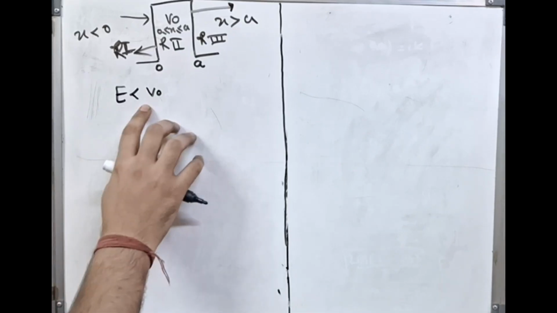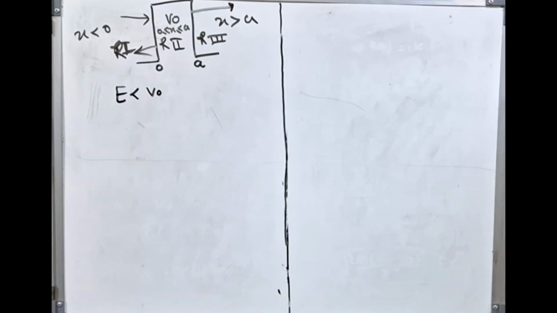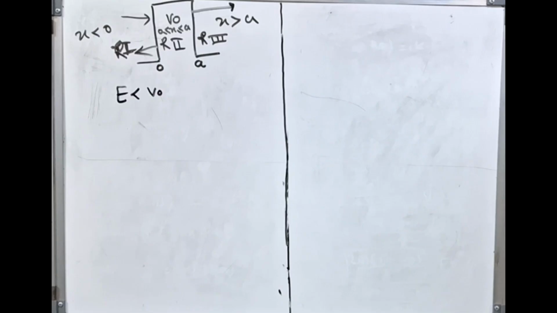Also, the energy is less than V naught. What this means is that the potential barrier has a high value compared to the particle's energy. One important thing before we begin: during this entire derivation, energy never splits. What splits is probability. Every particle always has the same energy. Either it tunnels through completely, or it gets reflected completely. So with that, we can start with the derivation.